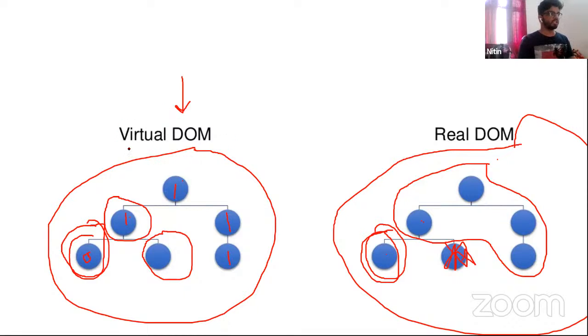the virtual DOM changes, an event will get fired: since the virtual DOM is changed, check whether the real DOM and virtual DOM are the same. If the virtual DOM and real DOM are the same, you don't have to do anything. If they are different, then change the real DOM.